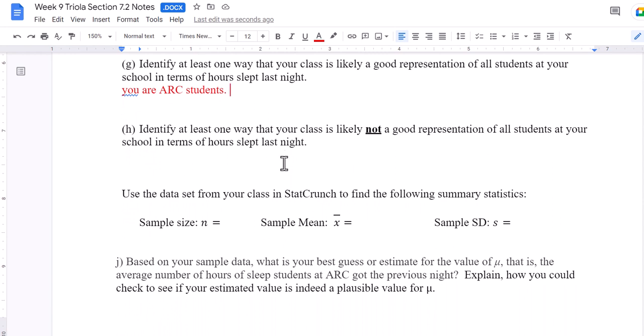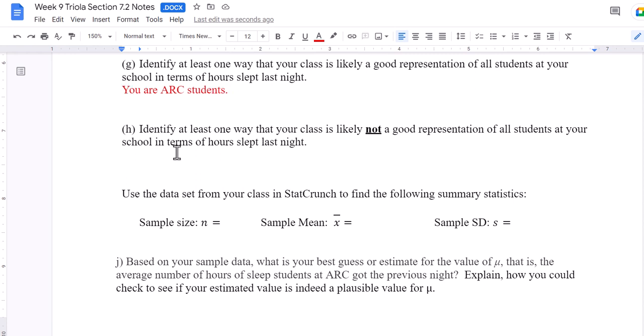Identify at least one way that your class is likely not a good representation of all students at your school in terms of hours slept last night. So what is at least one way that this class is not a good representation of all ARC students? Pause the video, think about it, and then make sure you add that in your notes for submission at the end of the week.